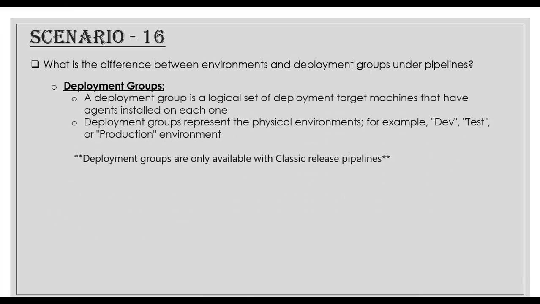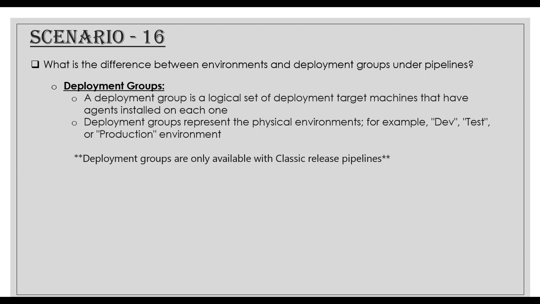A deployment group is a logical set of deployment target machines that have an agent installed on each one. Let me tell you in layman's terms. Imagine you have a dev environment. There are 5 dev machines: dev 1, dev 2, dev 3, dev 4 and dev 5. All these 5 VMs will be grouped together under a group named dev. Now when you're running a deployment, you will be deploying your changes to group dev. Eventually all your changes will be deployed on all the 5 servers. So this is how grouping is done in Azure DevOps.